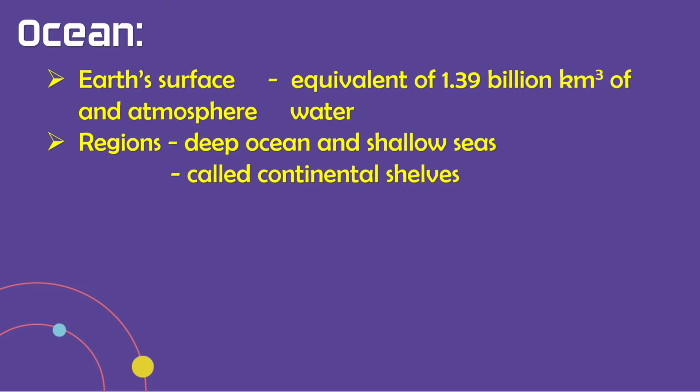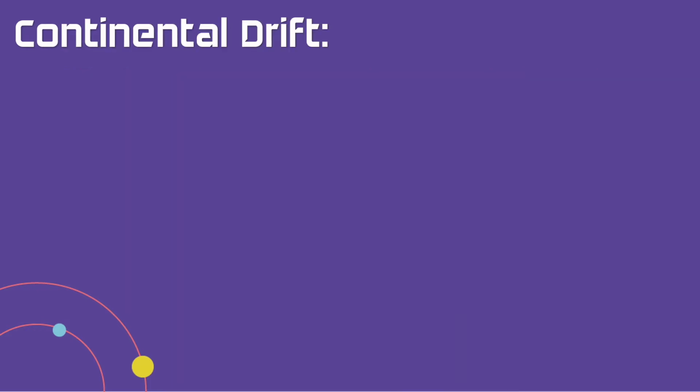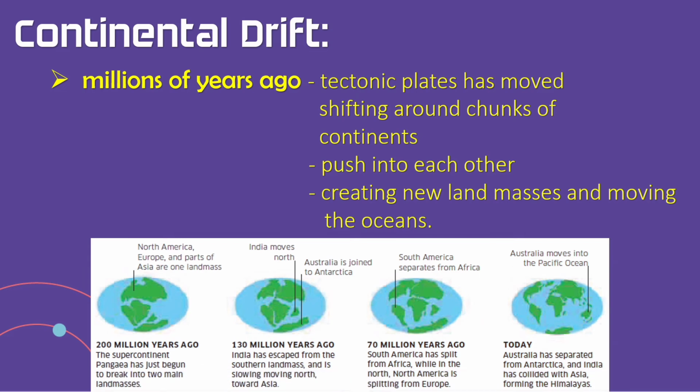Ocean. Earth's surface and atmosphere contain the equivalent of 1.39 billion km³ of water. There are regions of deep ocean as well as shallow seas that cover areas around the edges of the continents and are called continental shelves. Continental drift. Over millions of years, tectonic plates have moved, shifting around the continents on Earth's surface. Chunks of continents split away and push into each other, creating new land masses and moving the oceans in a process called continental drift. In this picture, you can see an example of continental drift.